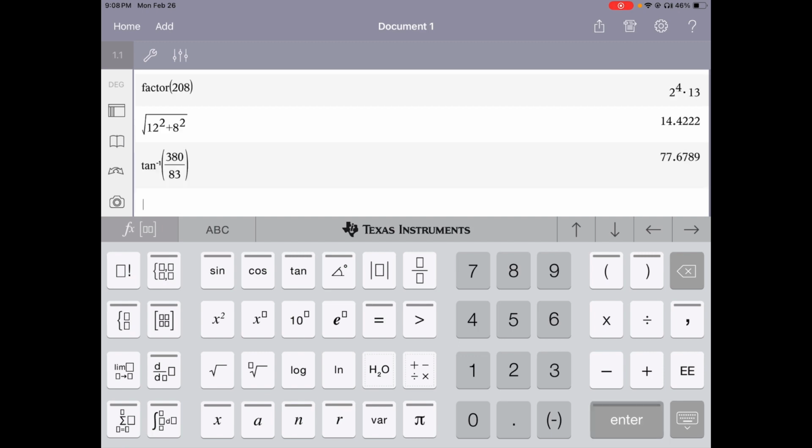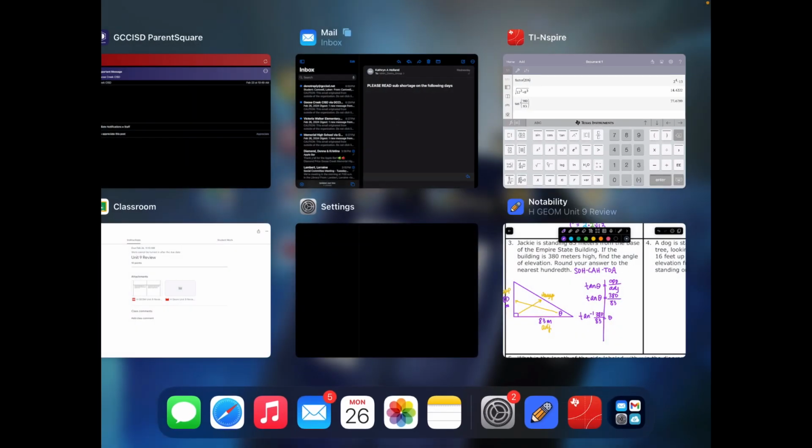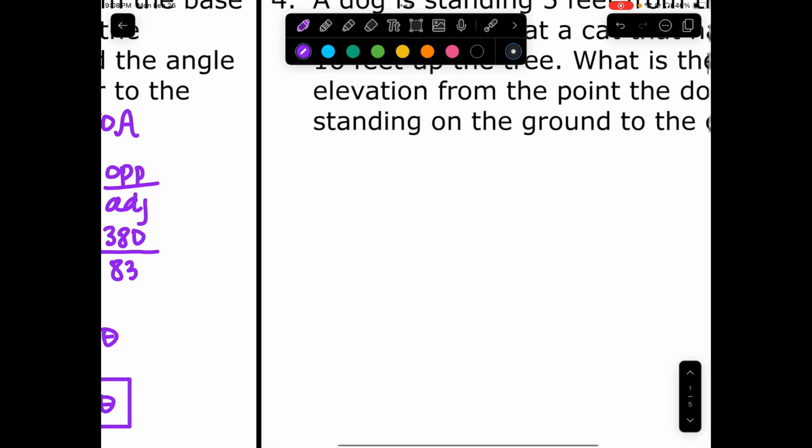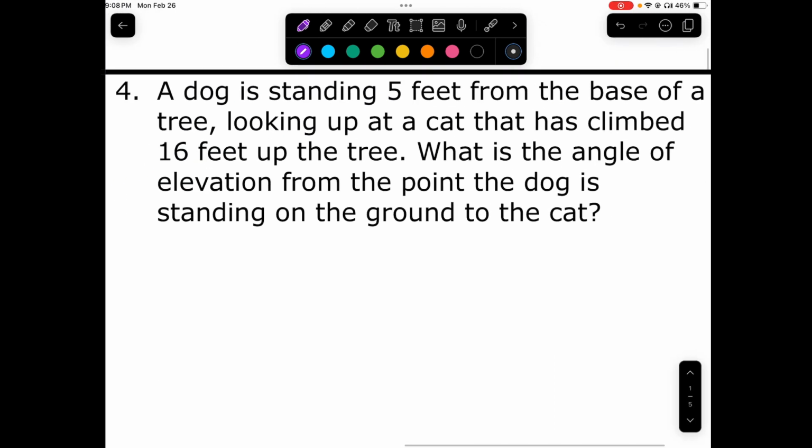All right, so we get 77.68. I'll just put 77.7 degrees is theta. All right, go ahead and try number 4.